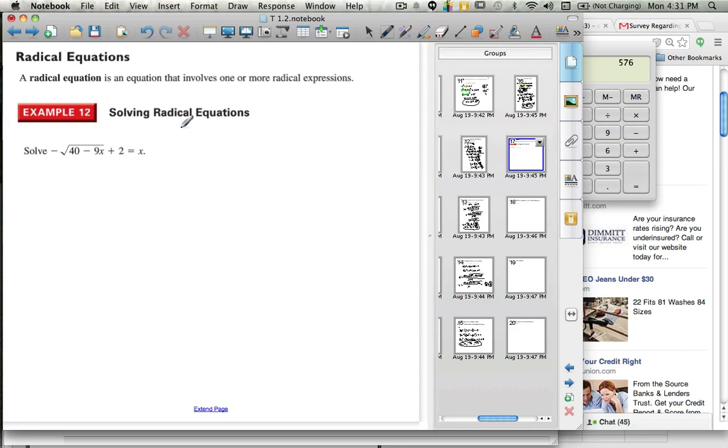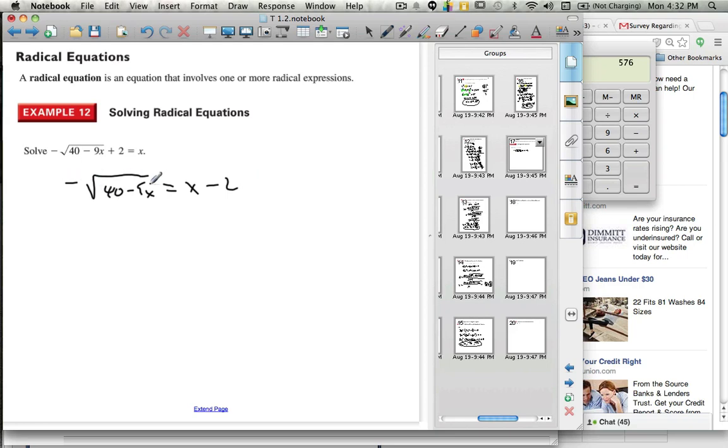Okay, when we solve radical equations, what we're going to want to do is find a way to get rid of the radical. So normally what that means is I want to isolate the radical. And in this case, that means I would subtract 2 from either side. So I'll have, this is going to be interesting, I have the opposite of the square root of 40 minus 9x would be equal to x minus 2.